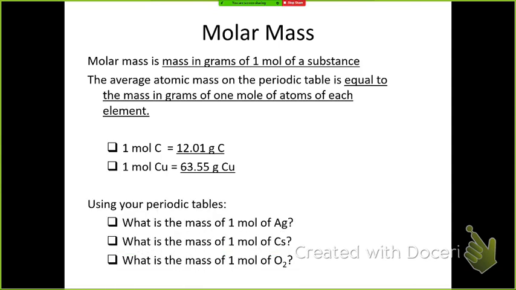So look at your periodic table and see if you can figure out the mass of 1 mole of silver, 1 mole of cesium, and 1 mole of oxygen molecules, O2. So take just a minute to figure that out.